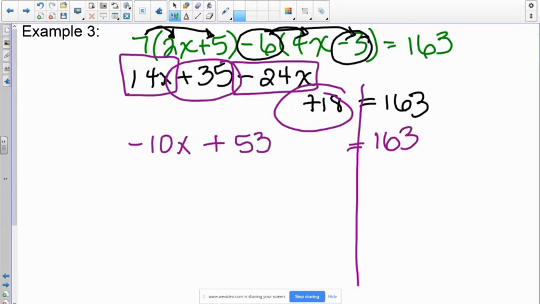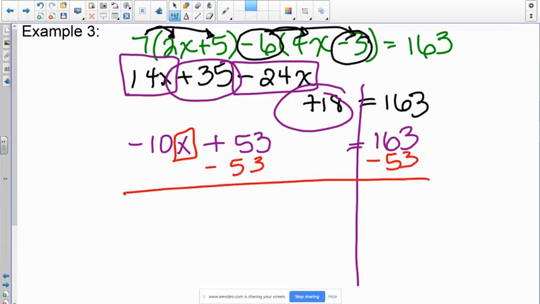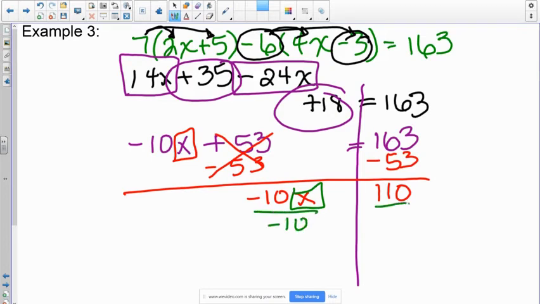And now notice we have 2 terms left and it equals an answer of 163. So we're just going to solve. So again, I want the x by itself. I'm going to get rid of positive or adding 53 first. So I'm going to subtract 53 from both sides. And I get 110. This crosses out because those are inverses and they canceled. I get negative 10x. I'm going back here. I want to get the x by itself. So this is negative 10 times x. Inverse is to divide by negative 10. And x equals negative 11.